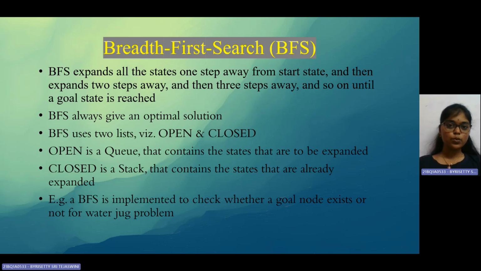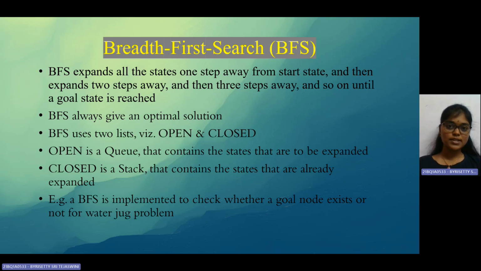For example, if we take 1 and its corresponding states are 2 and 3, first it expands 2. Then the corresponding states of 2 are 3 and 4, it expands 3, and then 3's corresponding states are 9 and 10, it expands 10, until the goal state is reached. It expands the next states of that state, and after completing at a certain state, it moves to the next state and again expands that state.